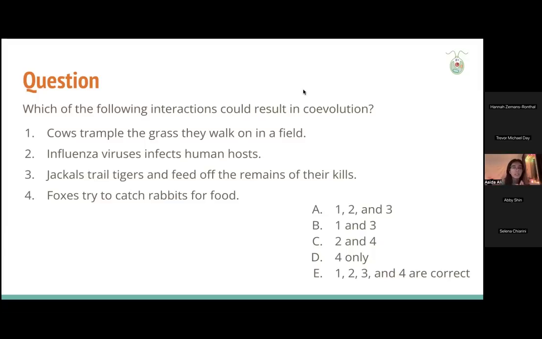And finally, we have foxes trying to catch rabbits. This is a predator-prey relationship. If you can imagine, the fastest rabbits are the ones that will be able to evade the foxes and get away and survive and reproduce, whereas the fastest foxes will be able to catch the rabbits and survive and reproduce. So it's again a game of coevolution where there's selective pressure, and whichever ones benefit from the relationship most will survive. And then the next question.